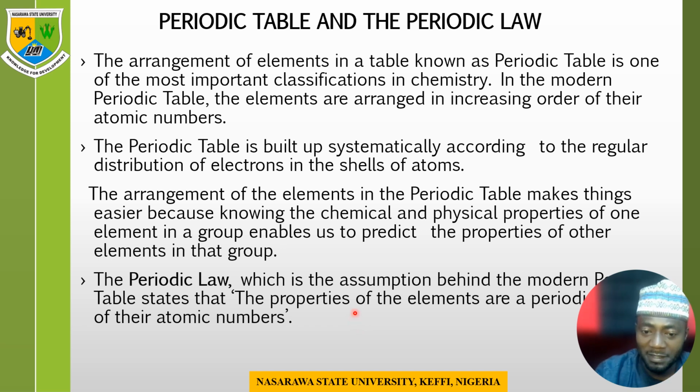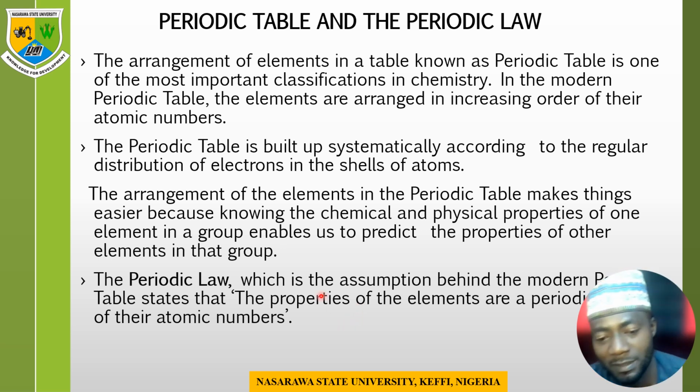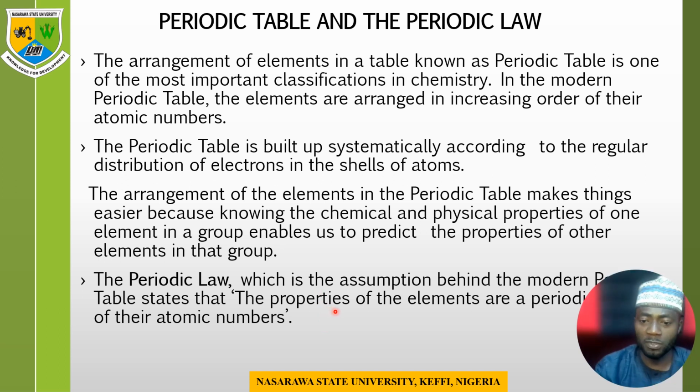If you arrange these electrons in the atoms of that element, you are going to know the number of valence electrons in the atom of that element. Knowing the number of valence electrons tells you the group that particular element belongs to, and knowing the group, you'll be able to predict or even state conveniently the properties, both physical and chemical, of that element.